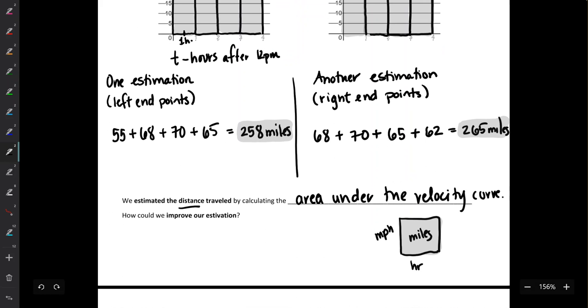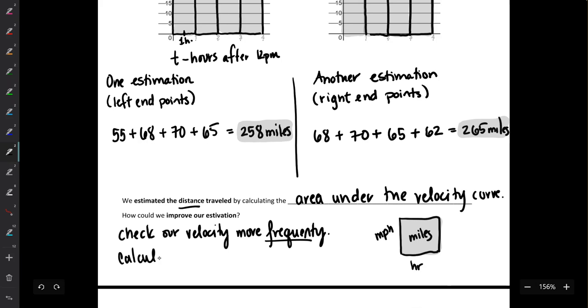Right? Check our velocity or speed more frequently. Right? Calculate the area of more rectangles.